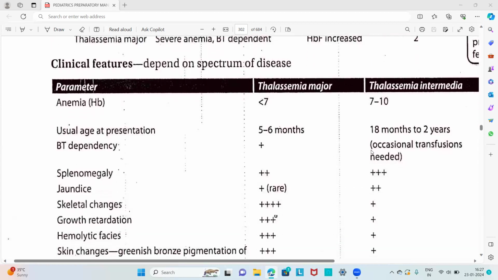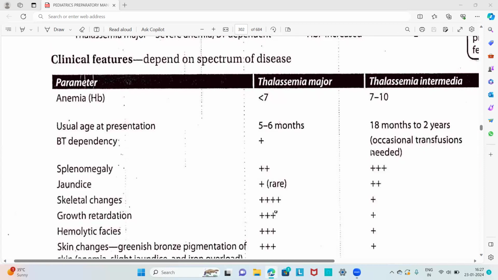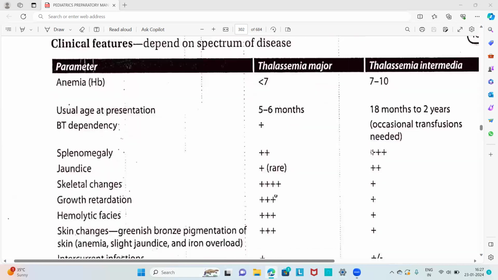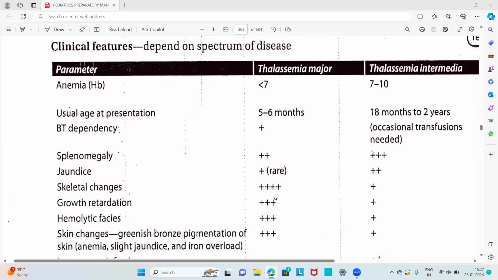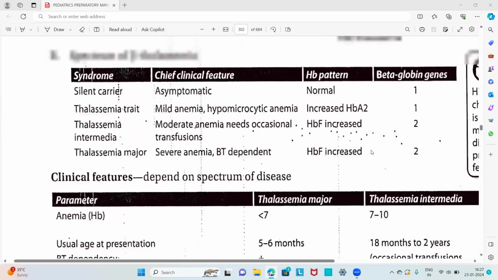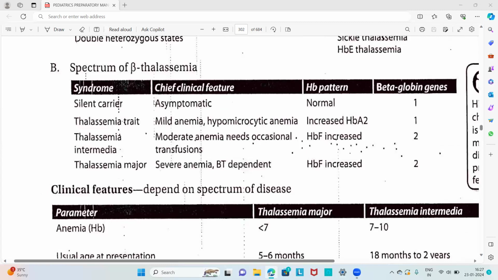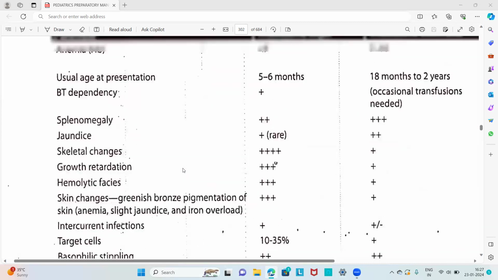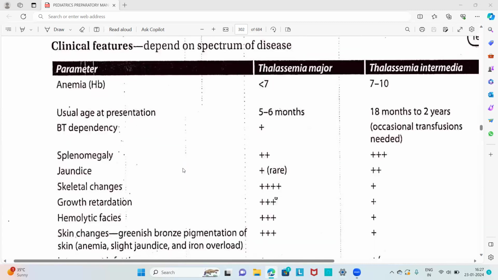So that is all regarding the introduction. It is because of inadequate beta chain synthesis and is an autosomal recessive disorder. Then we learned about the pathophysiology. Then we learned about the classification and the spectrum of beta thalassemia. Then the clinical features, which depend upon the spectrum of the disease. As indicated here, the silent carrier is asymptomatic, while thalassemia trait, thalassemia intermediate, and thalassemia major will have mild, moderate, and severe anemia respectively. So depending upon the spectrum of disease, there will be clinical features.